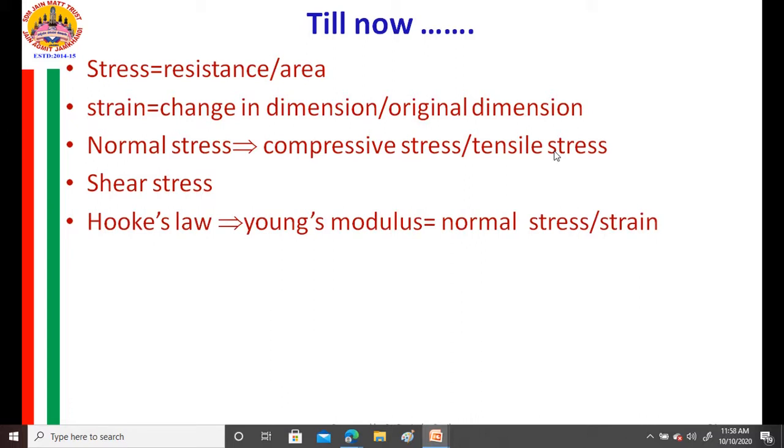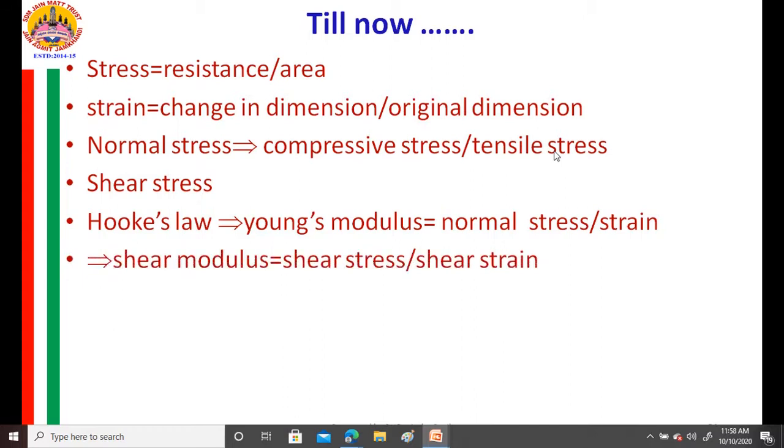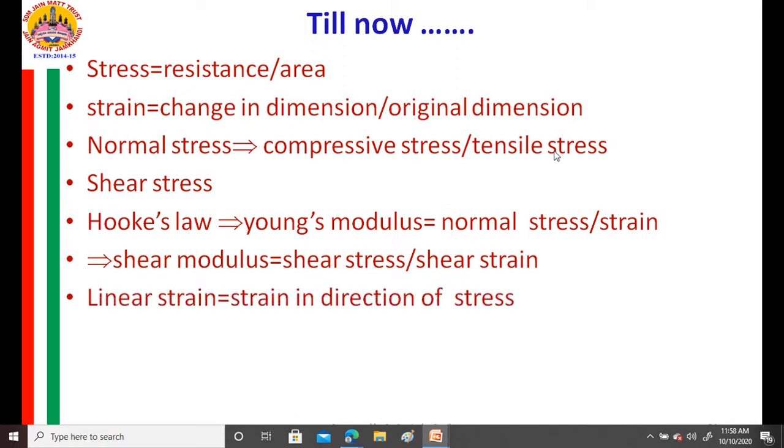Then Hooke's law: stress is proportional to strain, and that proportionality constant is called Young's modulus in case of the normal stress, and is called the shear modulus in case of the shear stress. Linear strain is defined as strain occurring in the direction of the stress. It is particular to a specific stress, meaning for one stress it may be linear, for the other stress it may become lateral.